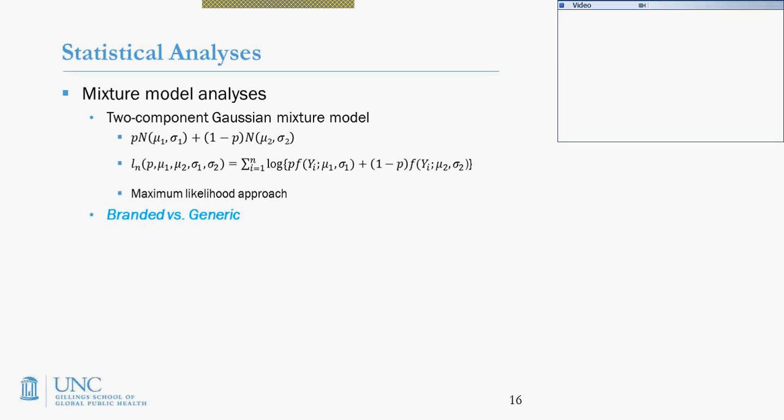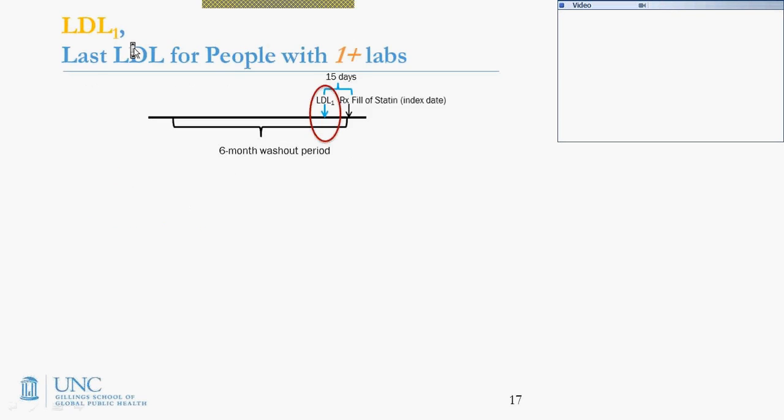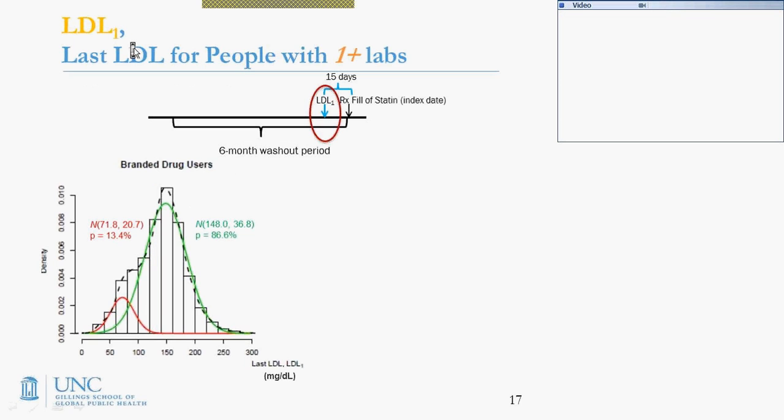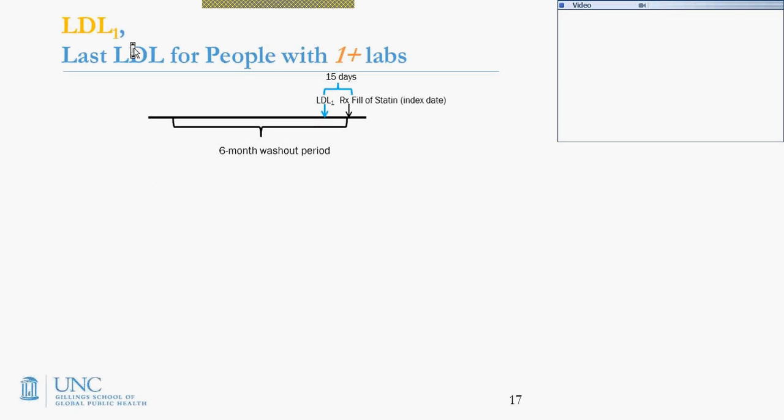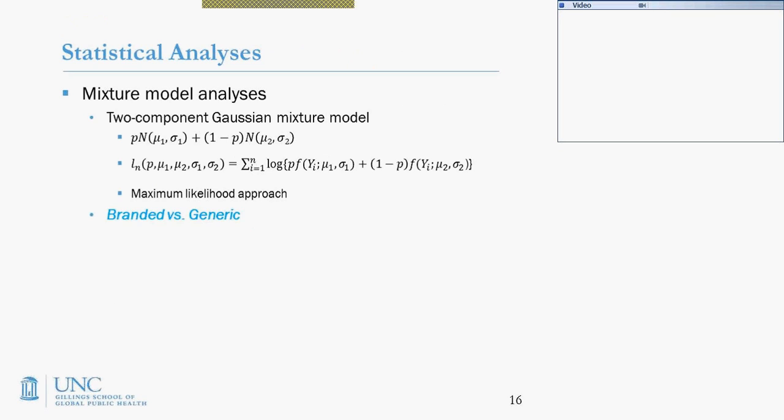We analyze their treatment LDL using a mixture model. This is the two-component Gaussian mixture model. Here, the P is the mixing proportion, which will give us the estimate of the prevalence of sample use, and the mus are the means, and the sigmas are standard deviations.